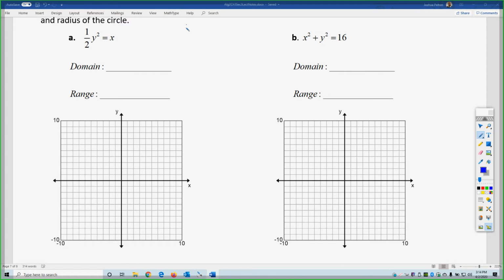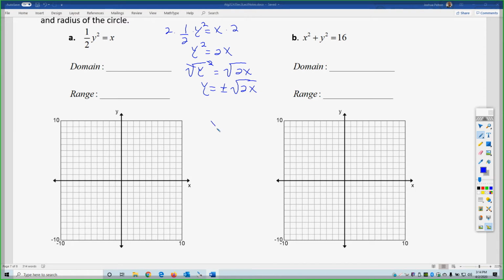So I have 1/2 y squared equals x. Solve for y: times 2 on both sides, so y squared equals 2x. And then we'll square root both sides. The square root will cancel the square, so y equals plus or minus the square root of 2x. Even roots have a plus or minus.